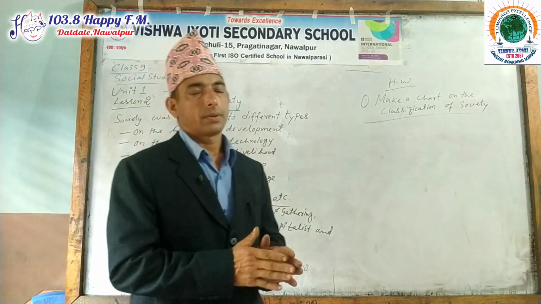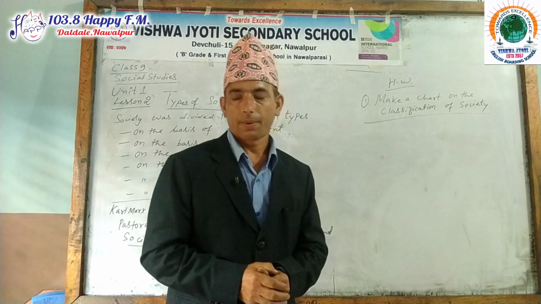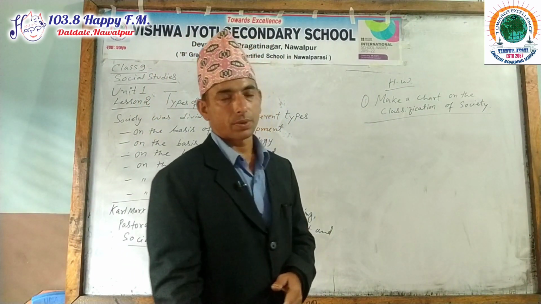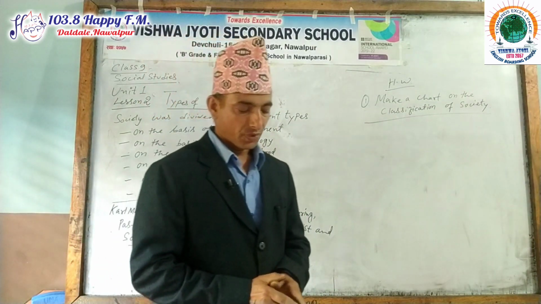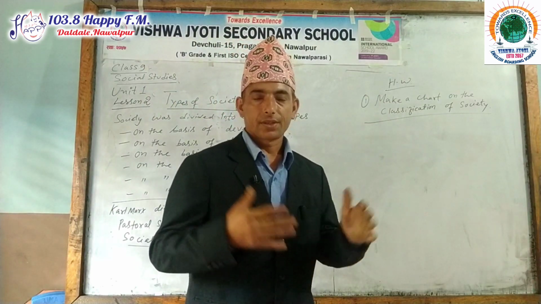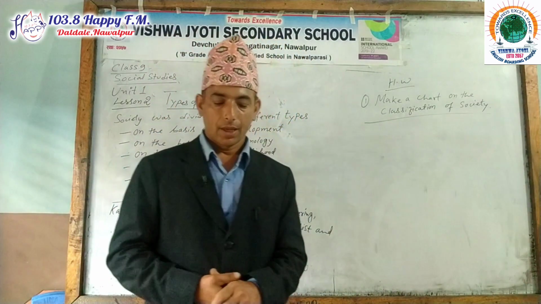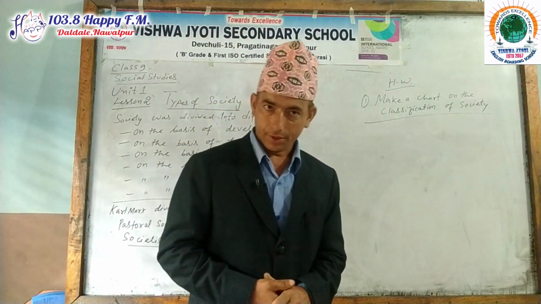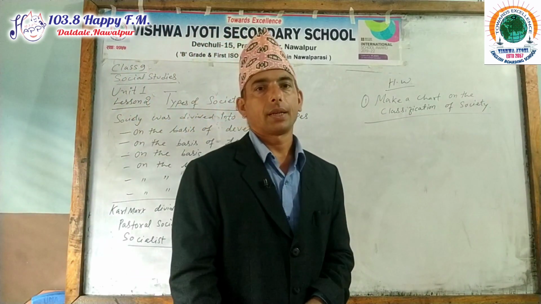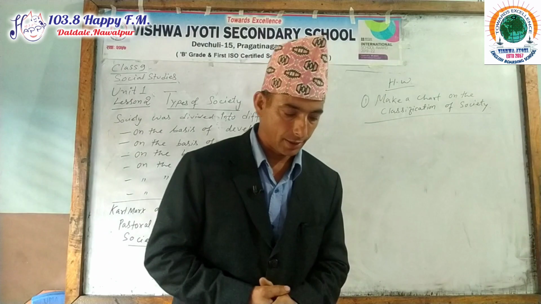Now, we have discussed different types of society, my dear children. Five types of society we have discussed. So what are the five types of society? Again, I want to review them for you. The first one is hunting and gathering society. The second one is pastoral or animal rearing society. The third one is horticultural society. The fourth one is agricultural society. And the fifth one, we have discussed industrial society.